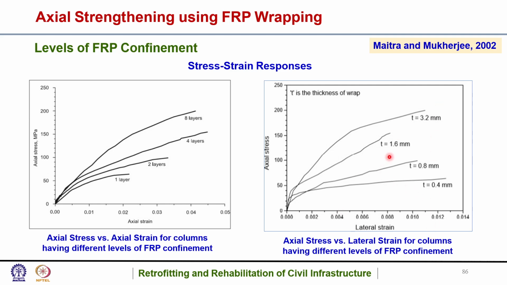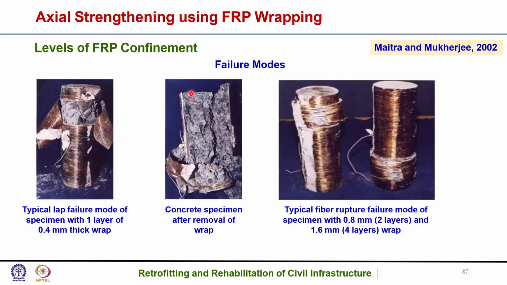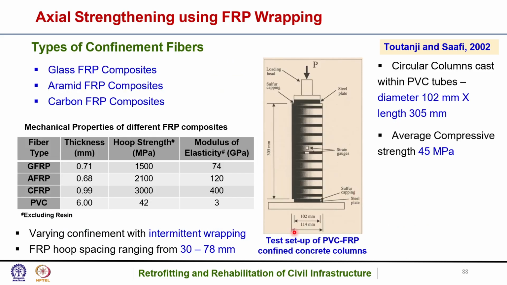Although at 1.6 mm, the lateral strain carrying capacity was less. Apart from that, the axial stress was always high. So these were the failure modes basically. This is the typical lift failure mode of specimen with one layer of 0.4 mm thick wrap. This was concrete specimen after removal of wrap. This was typical fiber rupture failure mode of specimen with 0.8 mm, that is 2 layers, and 1.6 mm, that is 4 layers wrap.